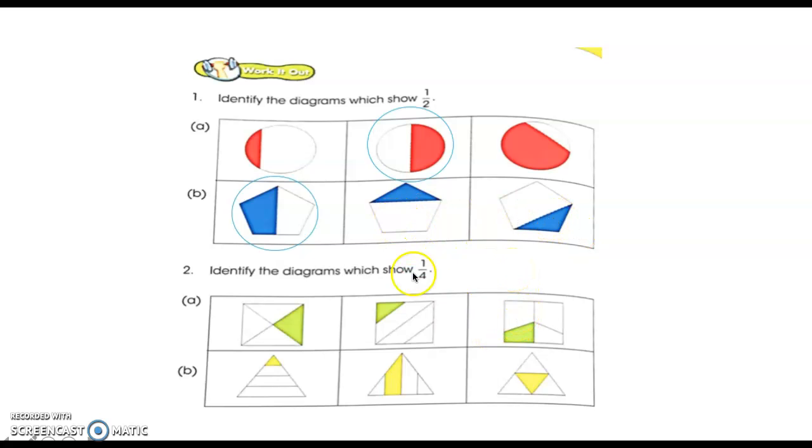Now look at this one. From the other one, they are divided. See, 1 over 4, that means that square or rectangle should be divided into 4 equal parts. So which one is divided equally into 4 parts? This one, and 1 part is taken, and then that one, right? So that's the answer for the 1. These are the answers, and then 2, these are the answers.